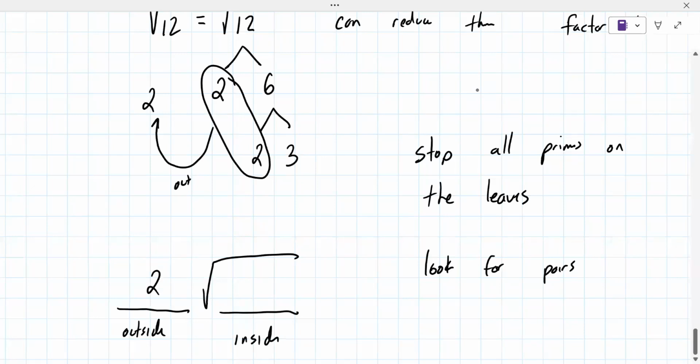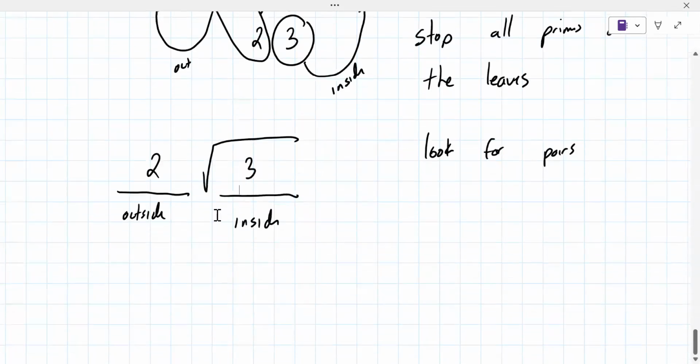So when there's not a pair, see how there's nothing to pair with the three? That stays inside. Okay. And you alluded to this earlier. So the square root of 12 becomes 2 times the square root of 3.